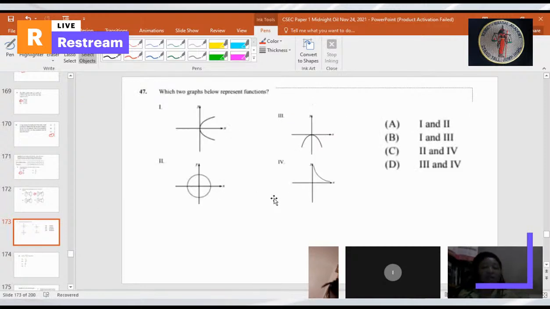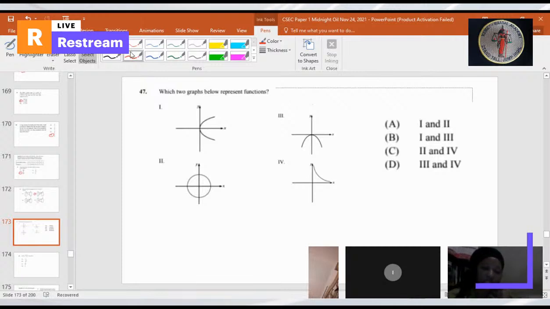For 47, which two graphs below represent a function? So again, we're looking at functions. For a function, each x value must only map onto one y value. In terms of the graph, we should be able to make a vertical line anywhere through the graph, and it should only connect one point on the curve or the line. If we are not able to do that, then it's not a function.